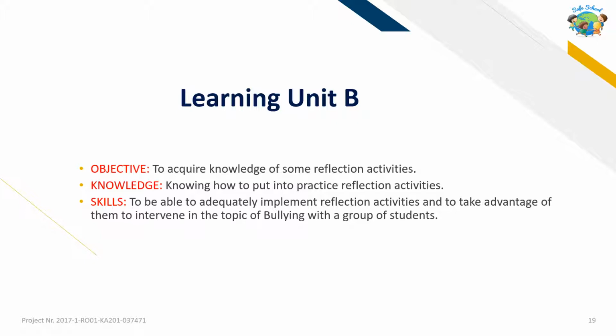The objective of this learning unit is to acknowledge different reflection activities, and at the end of the learning unit, you should be able to put in practice at least one reflection activity. The skills you are expected to have at the end of the learning unit are to be able to implement reflection activities and to take advantage of them to intervene in the topic of bullying with a group of students. The following set of activities will bring you a lot of new information. So, at the end of the module, you are advised to reflect on all of these activities, and in case you deem necessary, please consult the module again.